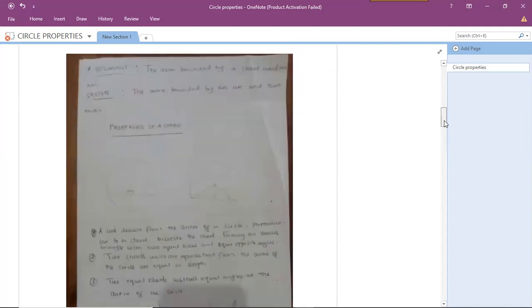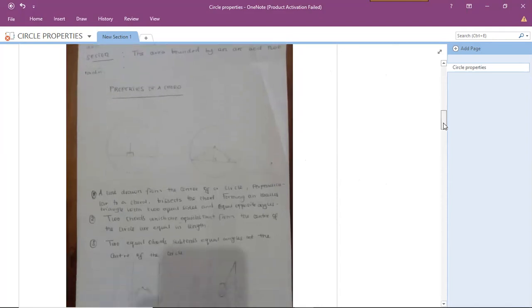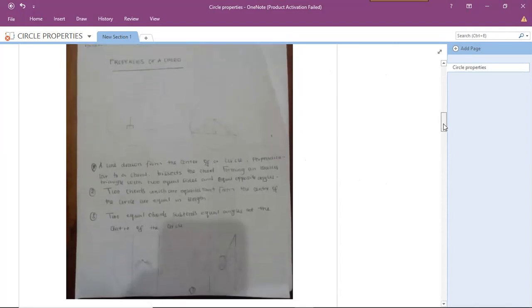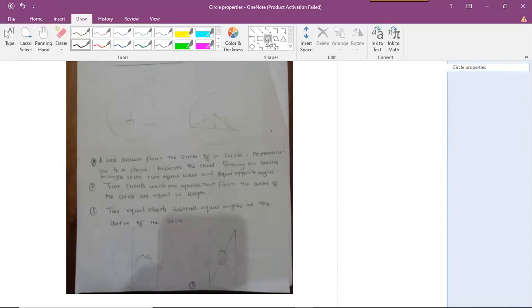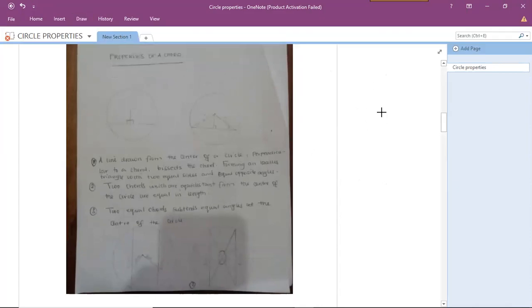So let's now start on with our circle properties. We're going to start off with an interesting one. We're going to talk about properties of a chord, because this one usually comes in paper 1, sometimes even in paper 2, where they draw a chord and put just a little bit of information in there.